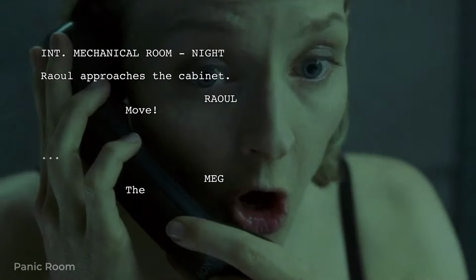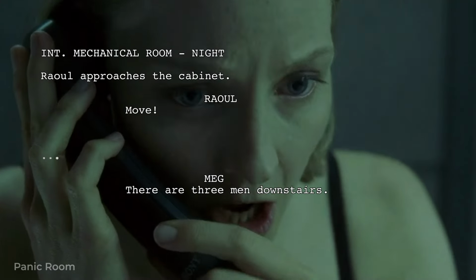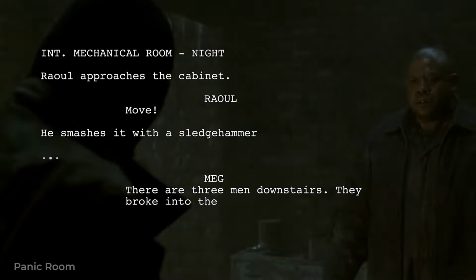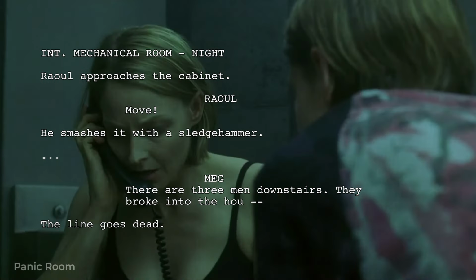Raoul approaches the cabinet. There are three men downstairs. They broke into the... He smashes it with a sledgehammer. The line goes dead.